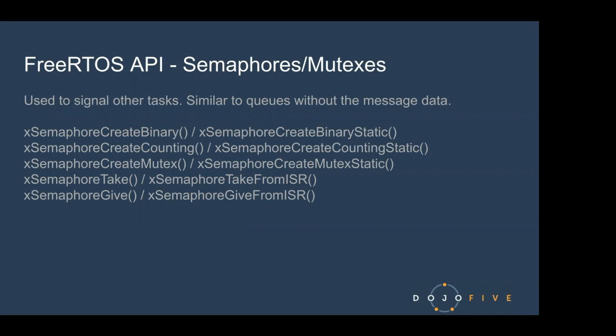Used to signal your task. They're very similar to queues, but without the message data. You'll see that mutexes are just a subset of semaphores, a particular kind of semaphore. But they've got binary semaphores, which basically either you take it or you give it, but you can't take it multiple times. You've got counting semaphores, which you're actually able to count how many people use the semaphore. And then you've got mutexes.